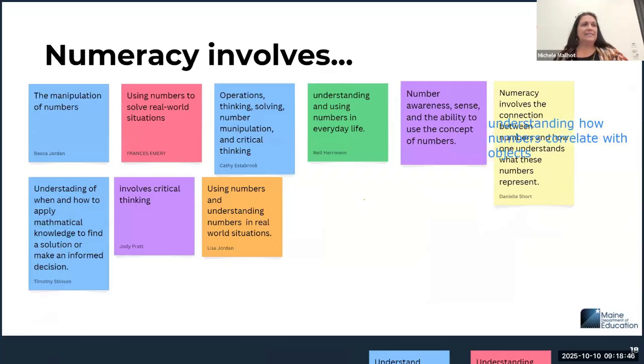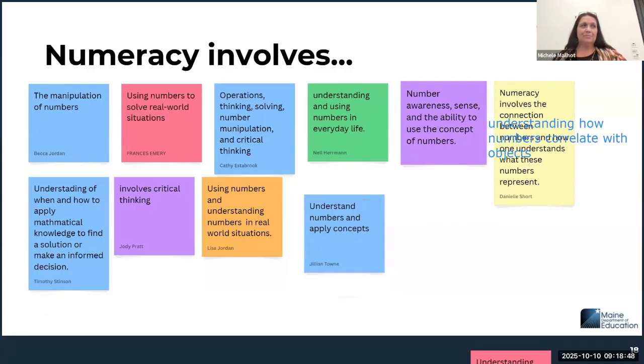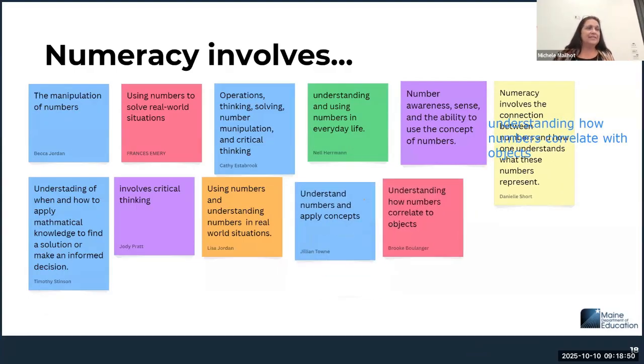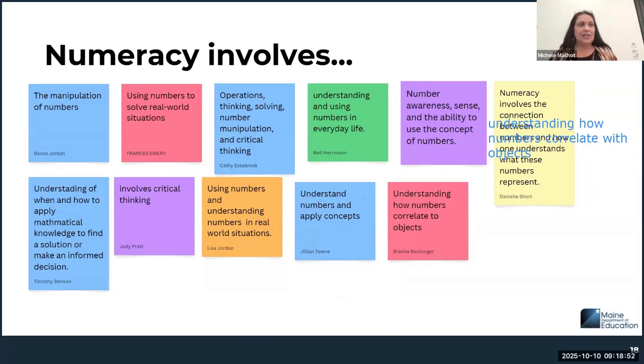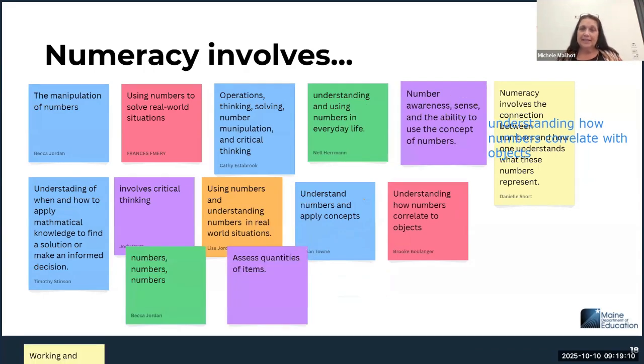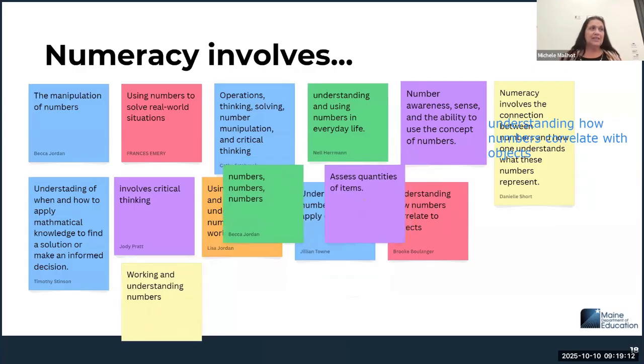We're first going to take a look at that first prompt, numeracy involves. Here are some of the statements that were shared with us: using numbers to solve real world situations, using numbers and understanding numbers in real worlds, awareness, sense, and ability to use the concept of numbers. Is there anyone who would like to unmute and talk a little more about their thinking of what numeracy involves?